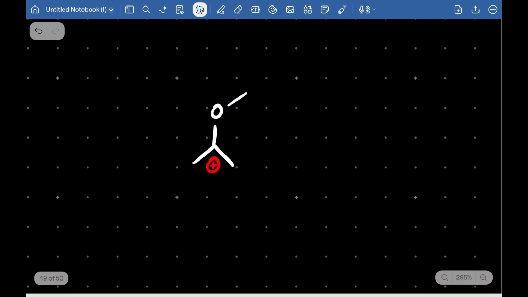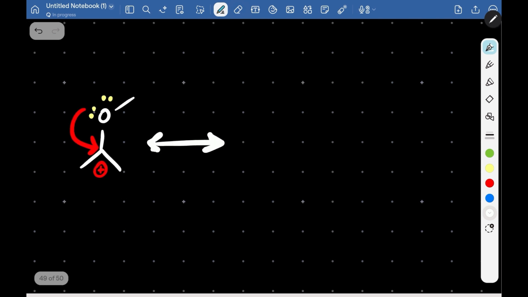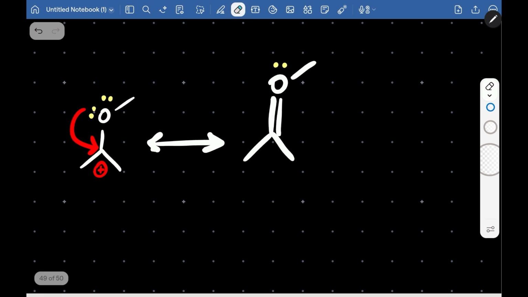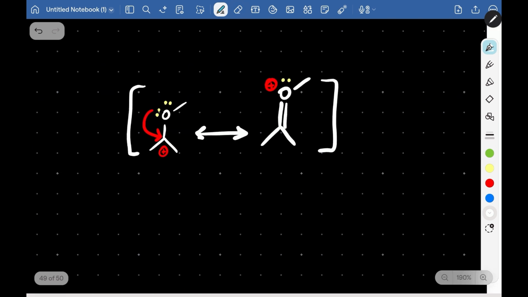Again, remember to draw out the lone pairs. So here we need to fill a hole. Since it's a positively charged carbon atom, we just do this, and then it's going to turn into this. There we go, and then we get a positive charge. And that's basically the resonance structure for the molecule.